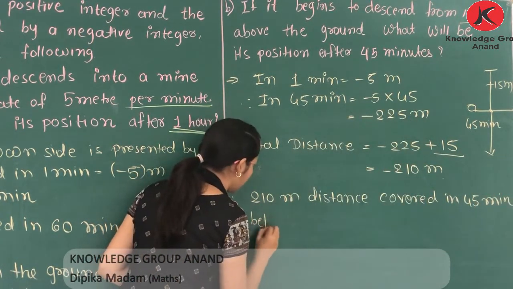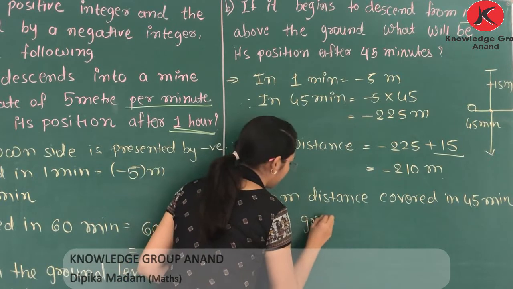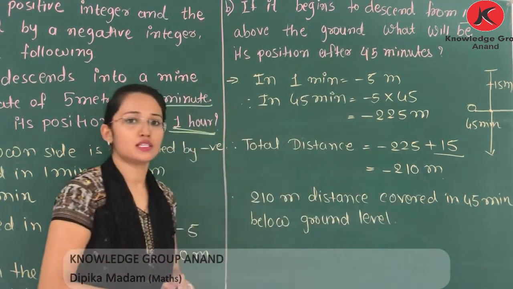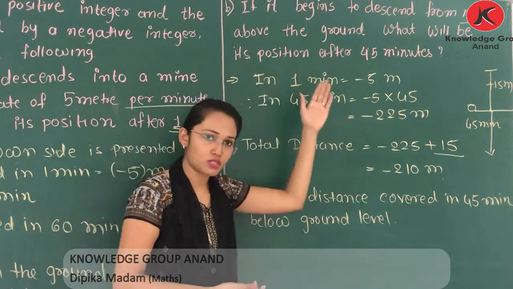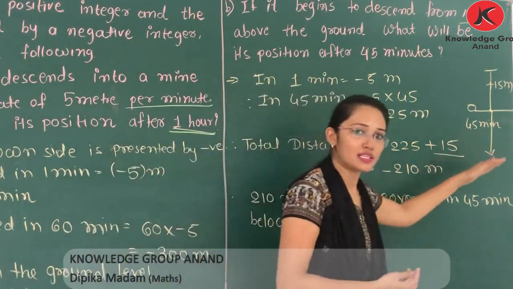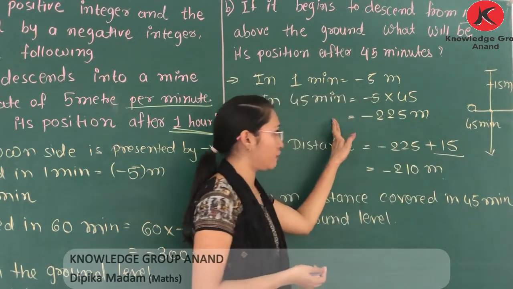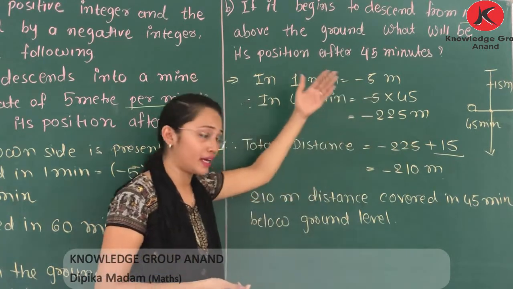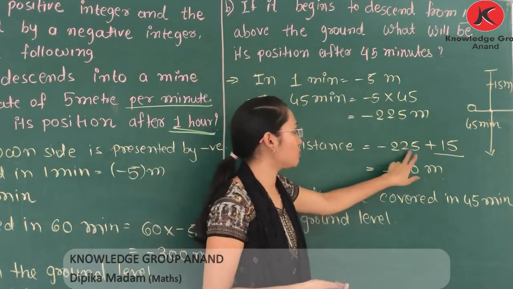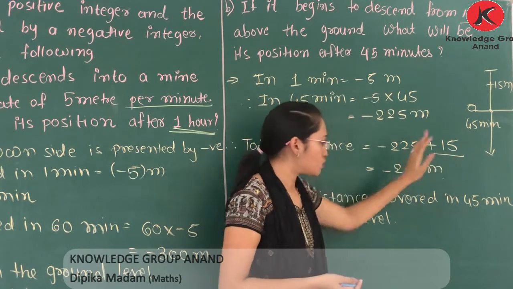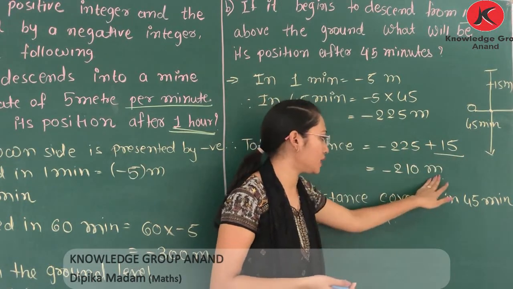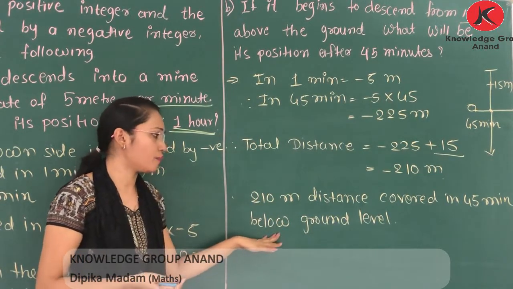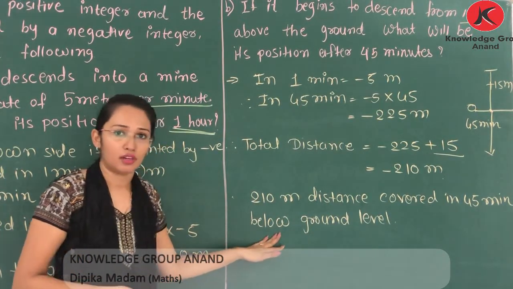Minutes below ground level. Whatever distance is covered above, that is positive. Distance covered below, that is negative. So after 45 minutes, that is 225. But we start from above, so we have to add: minus 225 plus 15. So this is minus 210 meter. So 210 meter distance is covered in 45 minutes below the ground level.